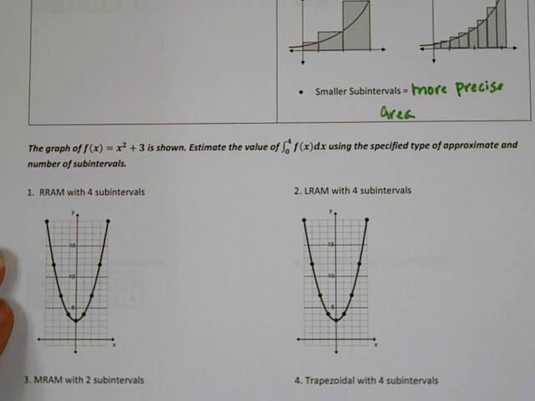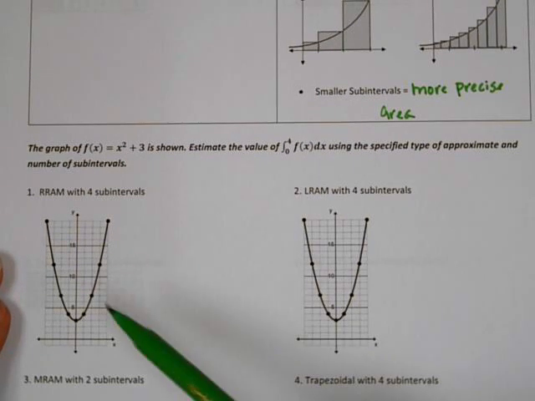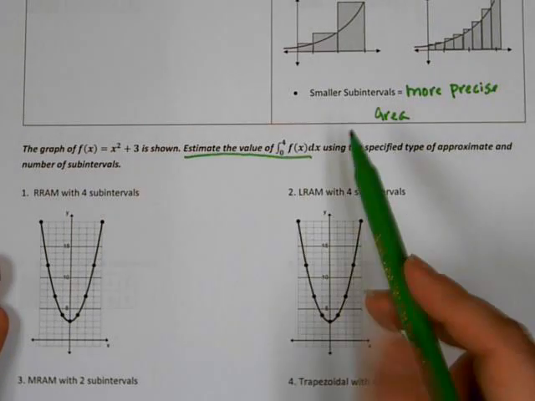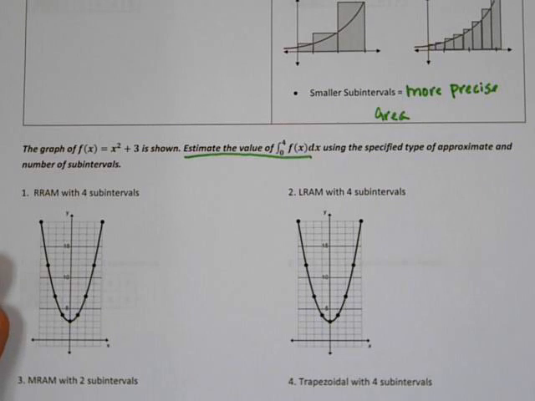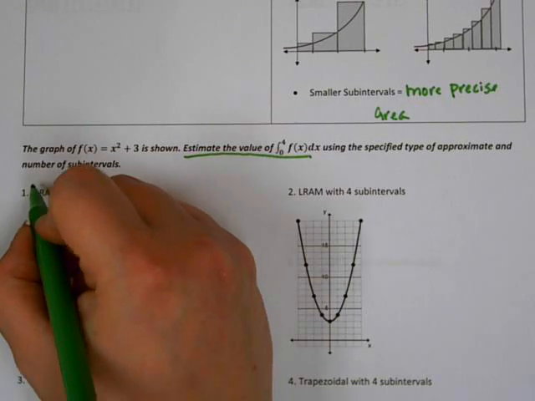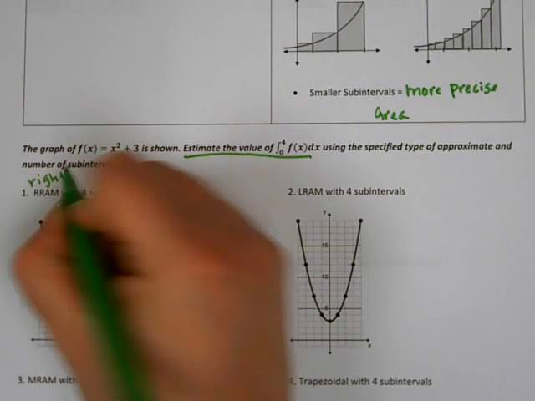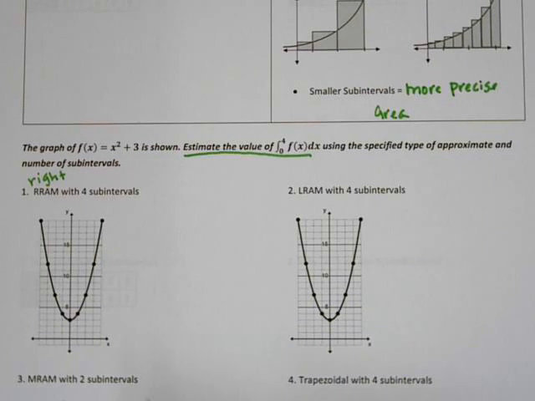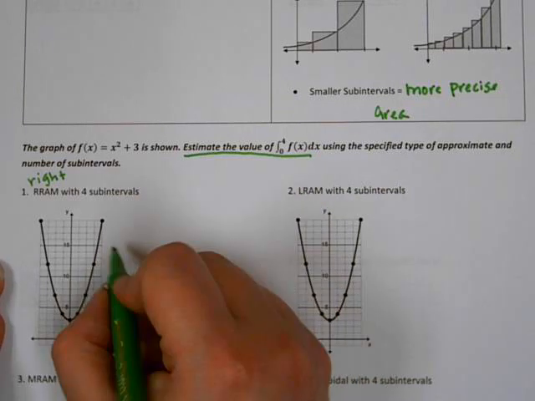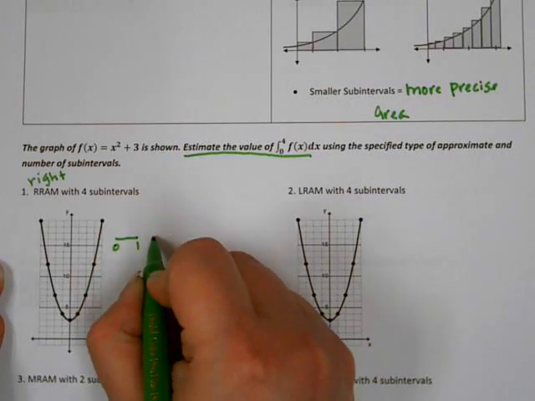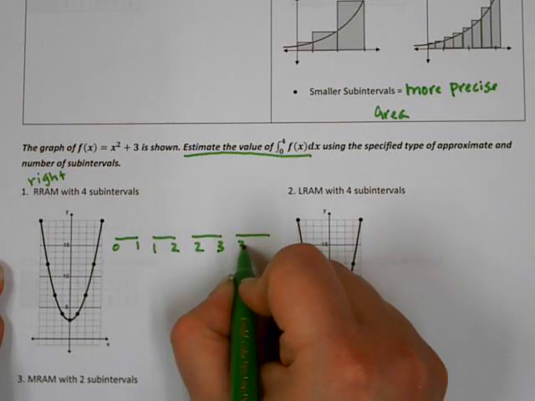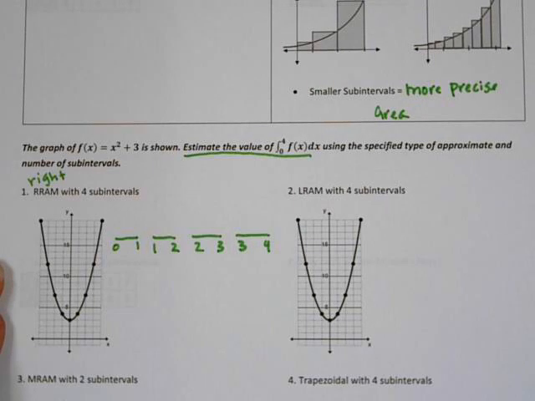So we have the graph of f of x equals x squared plus 3, so it's just a parabola shifted up 3. And we want to estimate the value of the integral from 0 to 4 of f of x dx. So for example 1, we're looking at RRAM, which means we're looking for the right endpoints to give us the heights, and we want 4 subintervals. Well, since we're going from 0 to 4, and we want 4 subintervals, that works out really nicely that we're just going to go from 0 to 1, 1 to 2, 2 to 3, and 3 to 4. Those are our nice subintervals, okay?